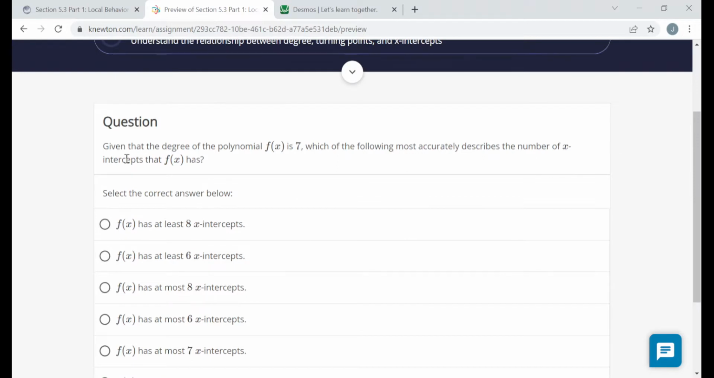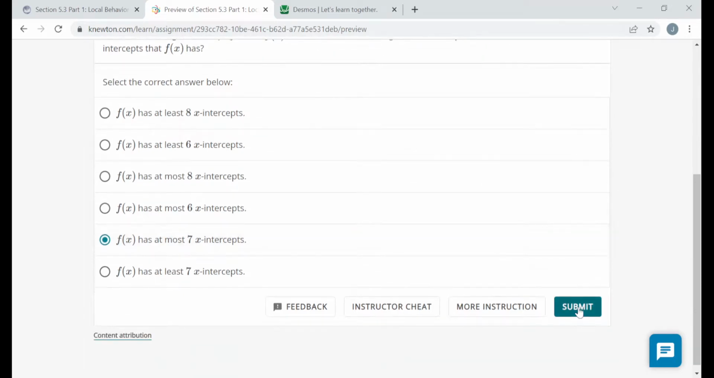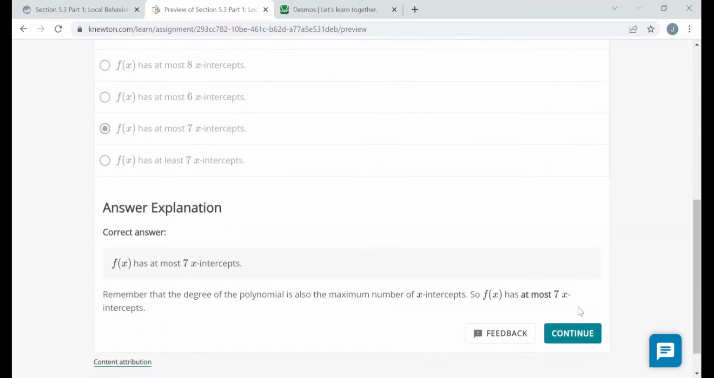So for instance here, given that the degree of the polynomial f of x is 7, which of the following most accurately describes the number of x-intercepts that f of x has? So if f has degree 7, it can't have more than 7 x-intercepts. So it has at most 7 x-intercepts, and that's this statement here. And that's all. It can't hit the x-axis more than 7 times. Very, very simple.